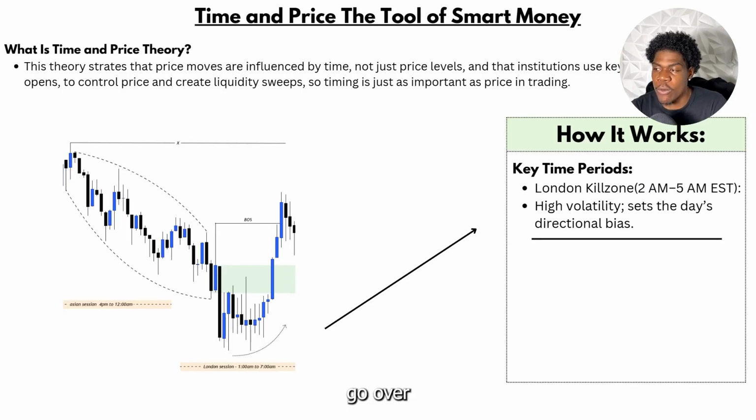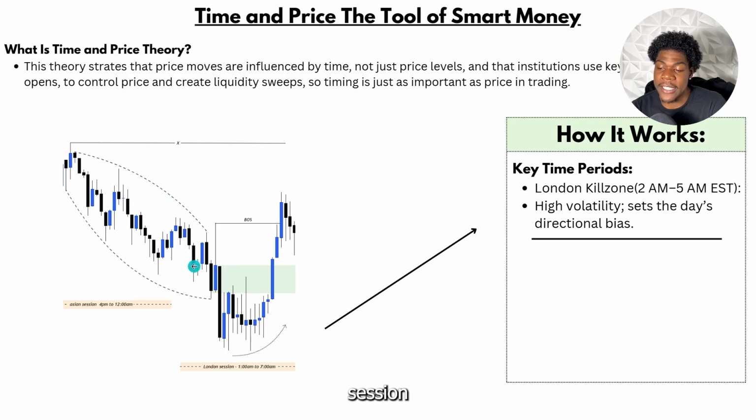Now let's go over how it works. The key time periods. Our London kill zone is between 2 a.m. to 5 a.m. EST. As you can see right here, just like I stated, the Asian session from 4 p.m. to 12 a.m. is where price will consolidate. Price will build orders above and below this old range right here.